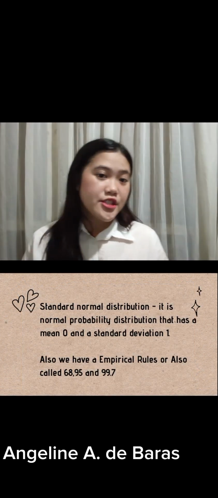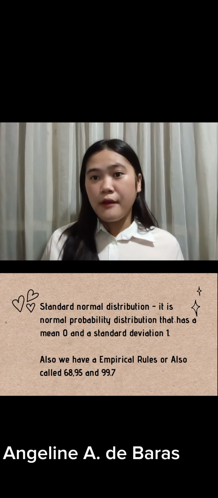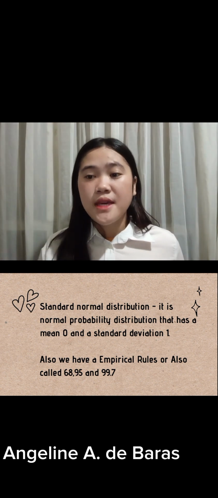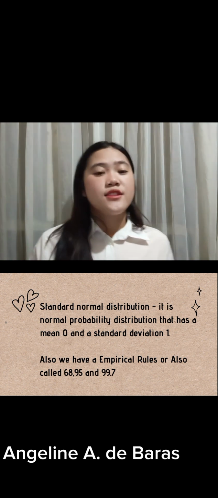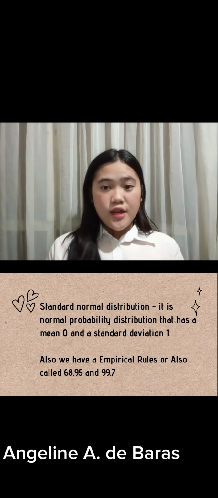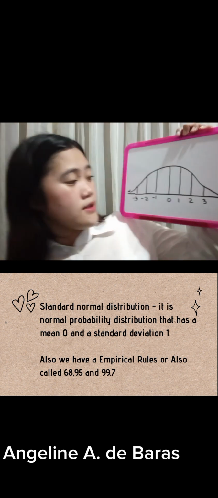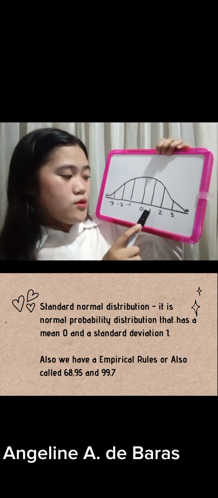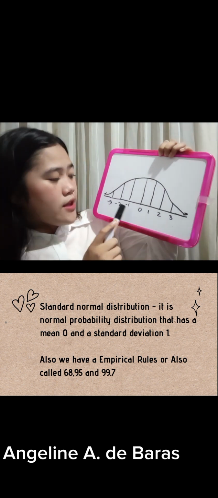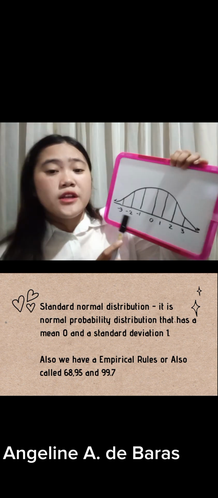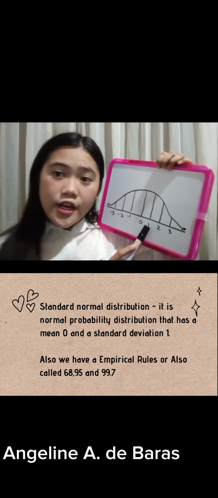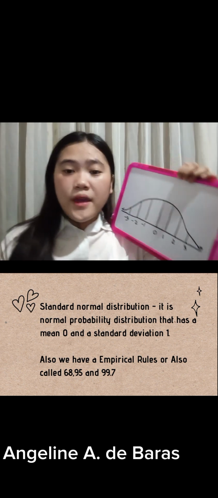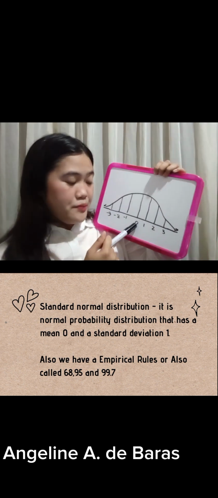So next we have the standard normal curve. So what is the standard normal curve? It is a normal probability distribution that has a mean of 0 and a standard deviation of 1. So it's like this, guys. I drew it first. This 0 will represent our mean, and these numbers 1, 2, 3, -1, -2, -3 represent our standard deviation, or the distance in how many standard deviations away from our mean.